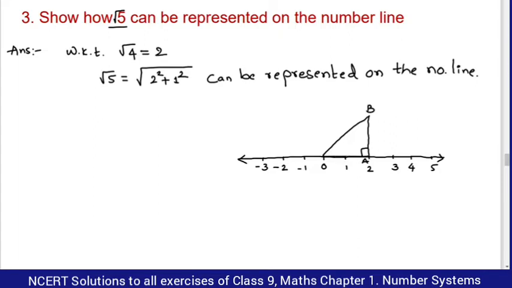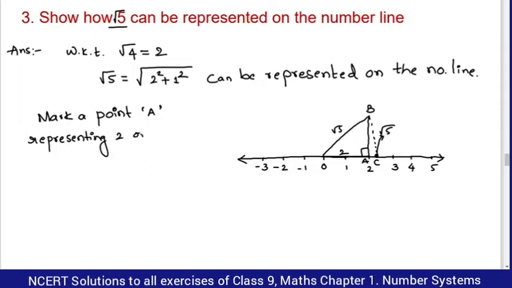So this is 2 and this is 1 unit. Mark it as A, B. And this hypotenuse will be of square root of 5, or you can take a protractor and draw a line like this. So this point C is root 5, or mark a point A representing 2 on the number line.